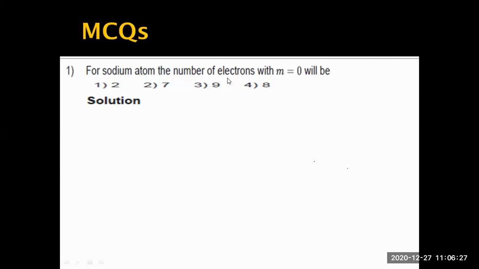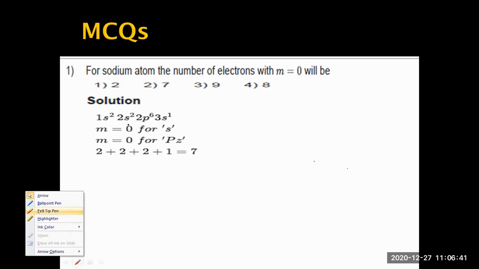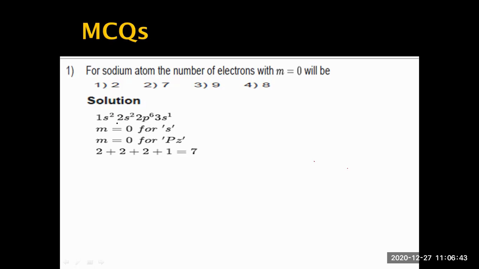Now, you need to write the electronic configuration of sodium atom and find out which electrons are present in the orbitals with m is equal to 0. For sodium, atomic number 11, you need to know elements and their electronic configuration in sequence, at least up to atomic number 30. So 1s2, 2s2, 2p6, 3s1 is the electronic configuration.